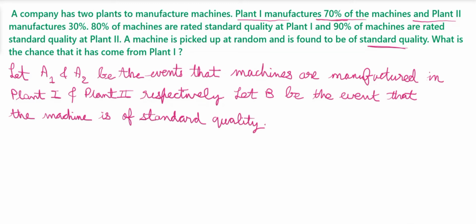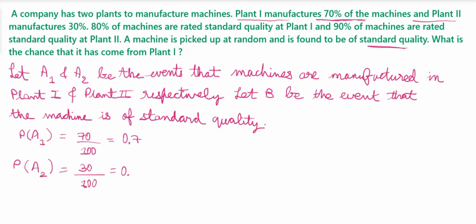Next thing we'll do is we'll find the probability. 70% of the machines are manufactured in plant 1. So the probability will be 70 upon 100. P of A1 will be equal to 70 upon 100, which is 0.7. Then 30% of the machines are manufactured in plant 2. Therefore, P of A2 will be equal to 30 upon 100, which is equal to 0.3.